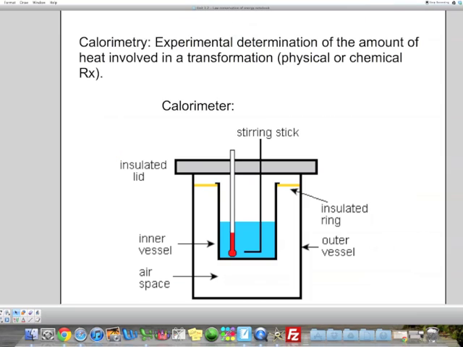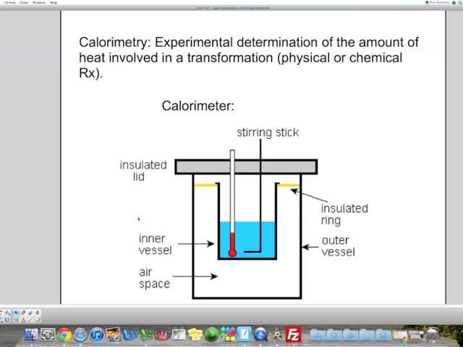Slide number 2. In chemistry, when we want to study the amount of energy involved in a reaction, we'll use calorimetry, and we will use what we call a calorimeter. So first of all, calorimetry is the experimental determination of the amount of heat involved in a transformation. So we are measuring how much heat, how much energy is involved in a transformation. It could be an absorption, could be a release of heat. And that could be for a physical or a chemical reaction, regardless. We're going to get into the process during another lesson, but for now I just want to show you the apparatus that we use to perform those experiments and therefore measure the amount of heat involved in those transformations.